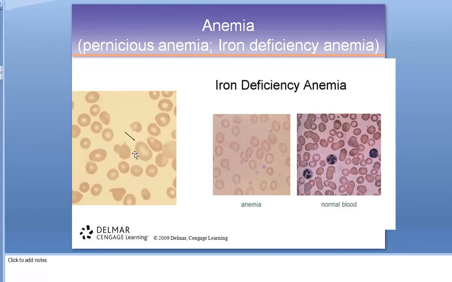Some other causes of pernicious anemia might be damage to the intestines, which need to secrete something called intrinsic factor that aids in the absorption of vitamin B12.